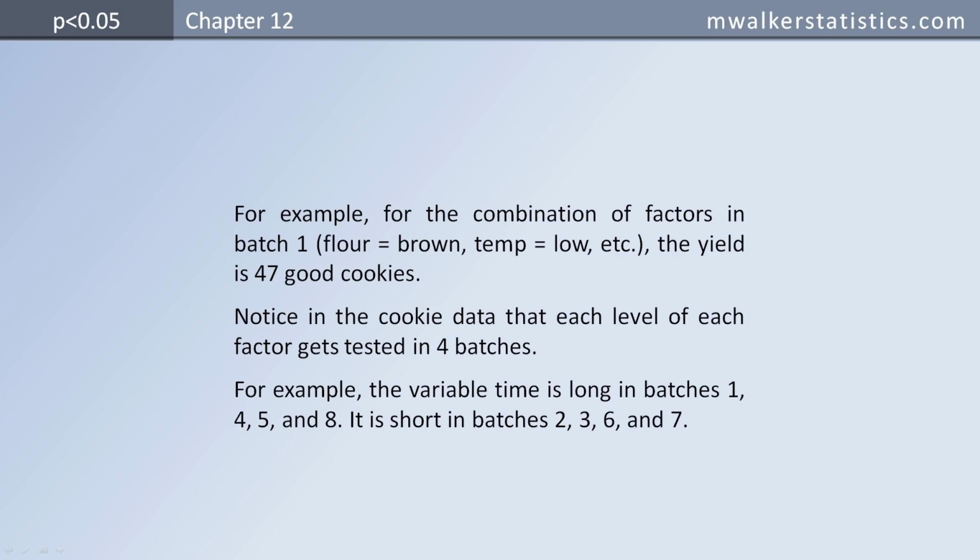Notice in the cookie data that each level of each factor gets tested in 4 batches. For example, the variable time is long in batches 1, 4, 5, and 8. It is short in batches 2, 3, 6, and 7.